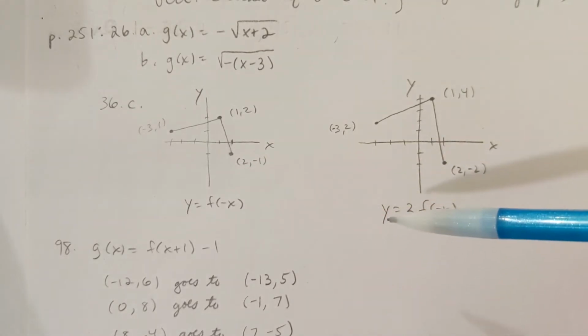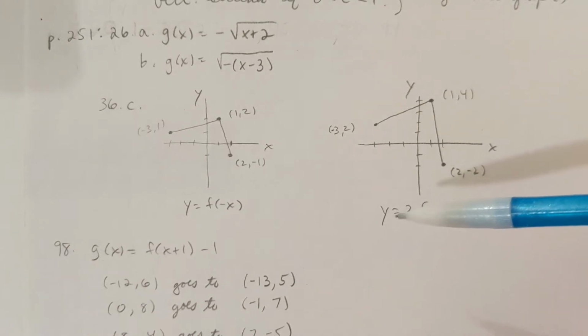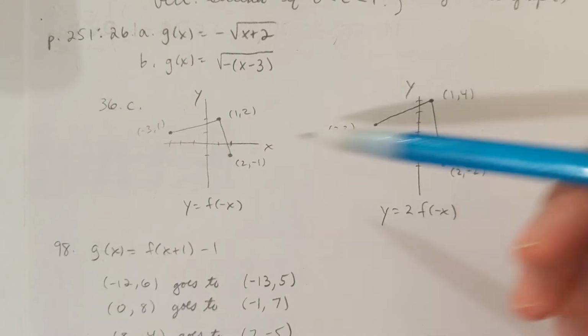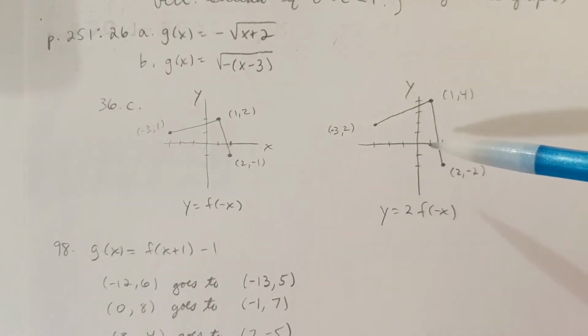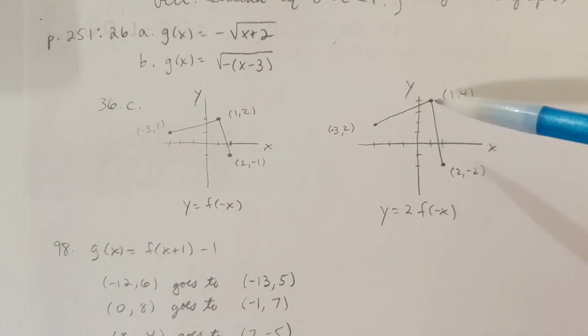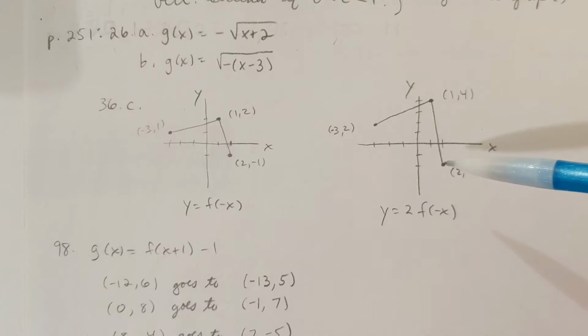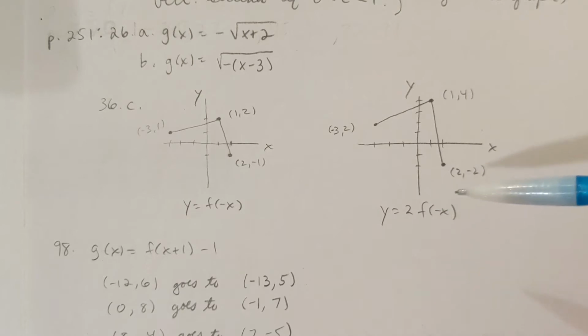And then I want to vertically stretch the graph by a factor of 2. So negative 3, 1 is going to be at negative 3, 2. 1, 2 is going to be at 1, 4. And 2, negative 1 is going to be at 2, negative 2. And that would be y equals 2 times f of negative x.